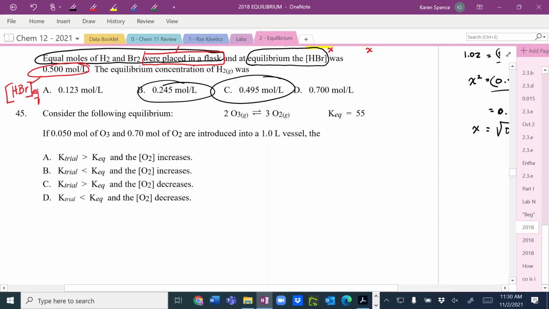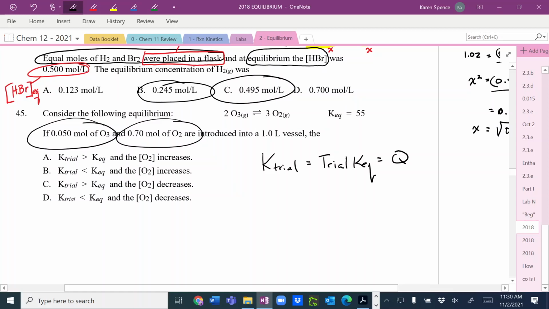K-trial is just Q. K-trial is the same as what you'll sometimes hear called a trial KEQ, which is the same as Q, okay? And so we have 0.5 moles of O3 and 0.7 moles of O2 in a 1 liter flask. So our Q value is products, which is O2 cubed, over our reactants, O3 squared. But what makes this different from a KEQ?